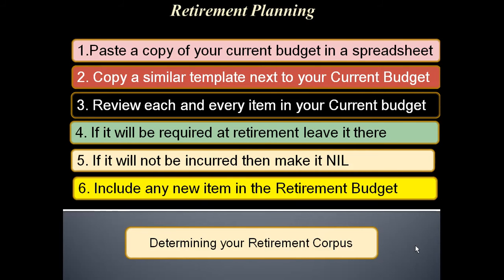Now consider all the pre-retirement decisions that we discussed in the previous video. Determine if any of those decisions entail a cost, and if they do, then include it in your retirement expenses as a new line item at today's cost. Do not try to project the expenses into the future because we will be doing it separately.